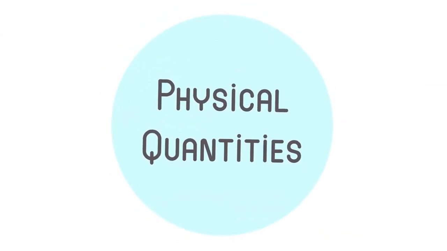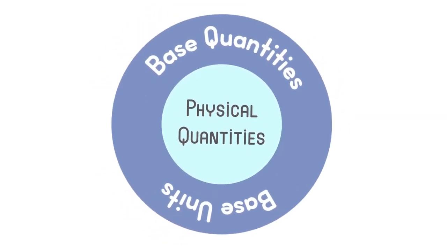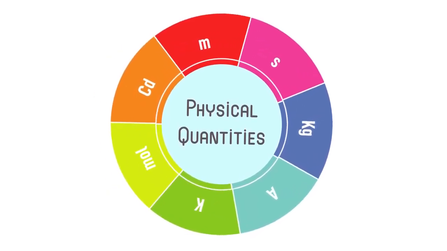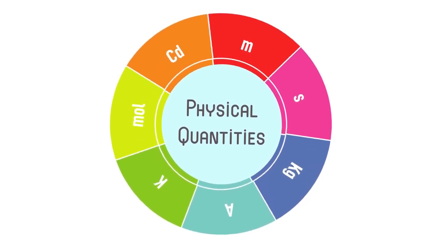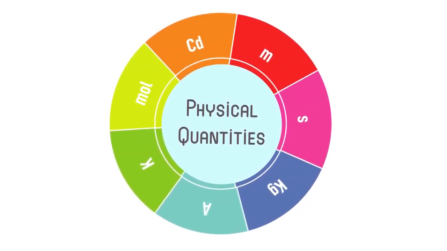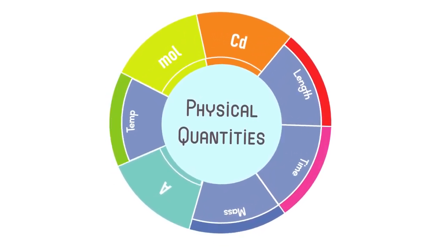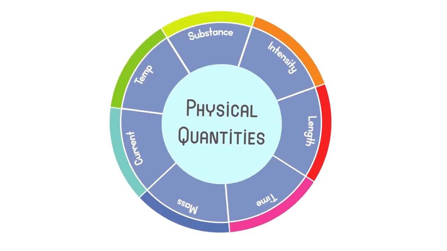Physical quantities are divided into two categories. Base quantities: base quantities form the base or foundation of other physical quantities. In other words, these quantities are the basis with which derived quantities are expressed. These quantities are length, mass, time, temperature, intensity of light, electric current, and the amount of a substance.